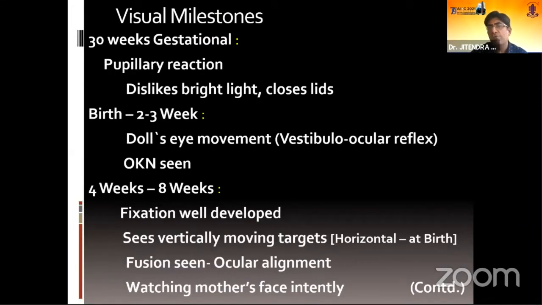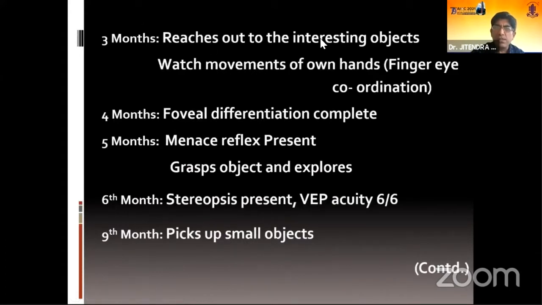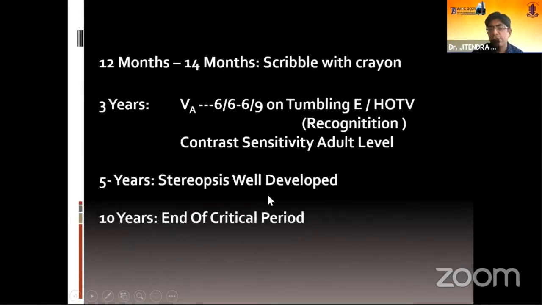We should be aware of what the visual milestones are when we are examining kids. By 4 to 8 weeks, the fixation is very well developed. And by 3 months, they start reaching out to interesting objects. Obviously, these are normal developmental milestones of kids. And by 6 months, stereopsis is there, and if we test it on VEP, they will have 6/6 vision. And by 12 months, they will start scribbling with crayons. By 5 years, stereopsis is very well developed.